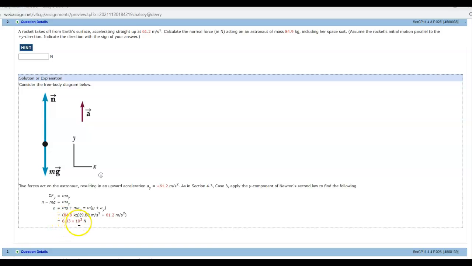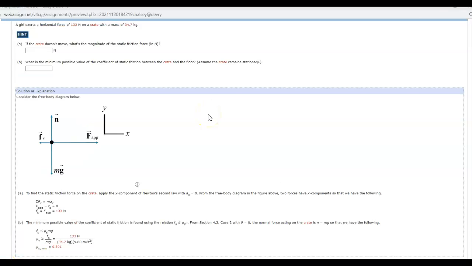Okay, so our answer comes out like this. They want 3 significant figures, so it would be 6030. You just move your decimal point 3 places to the right. 1, 2, 3. So that would make that 6,030.